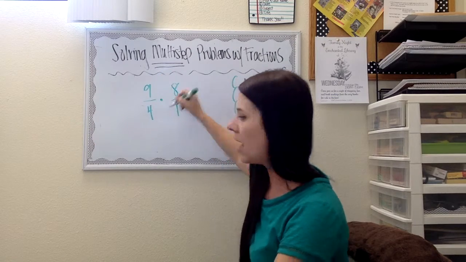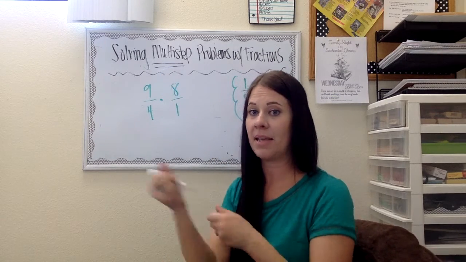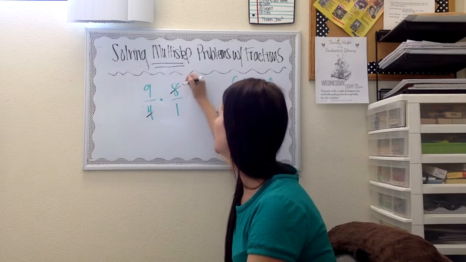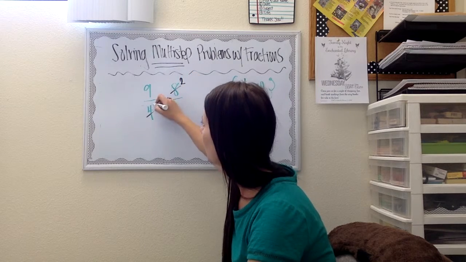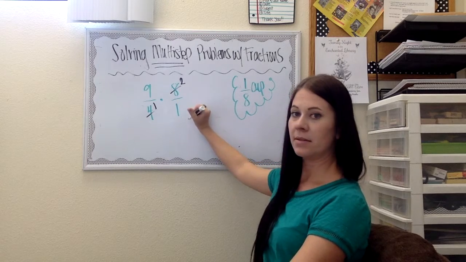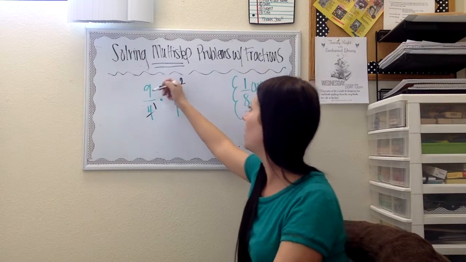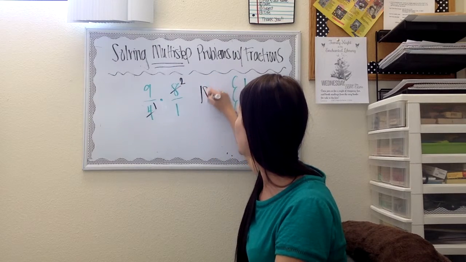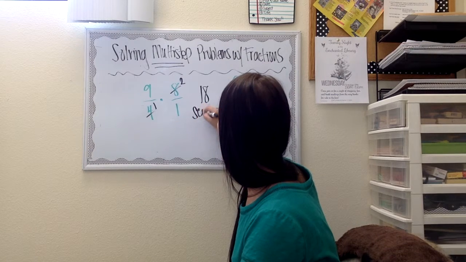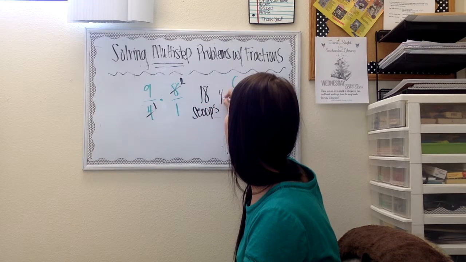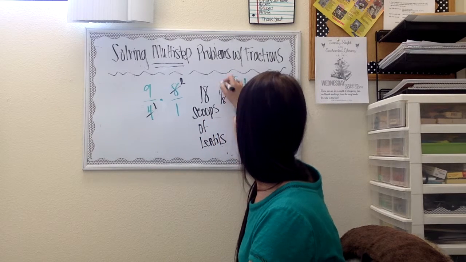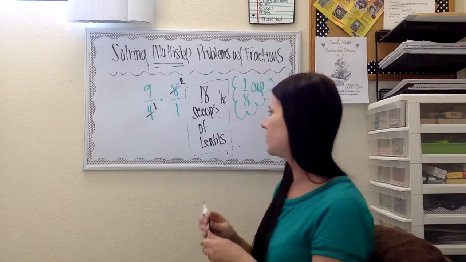So I can go straight across, but something that we've been practicing that makes your math so much easier is cross canceling. 8 over 4 leaves me 2 over 1, or think about it like this. 4 goes into itself once, it goes into 8 twice. Now I take the numbers that are left over and I multiply straight across. Okay, so that means I need 18 scoops, or 18 1/8 scoops of lentils.